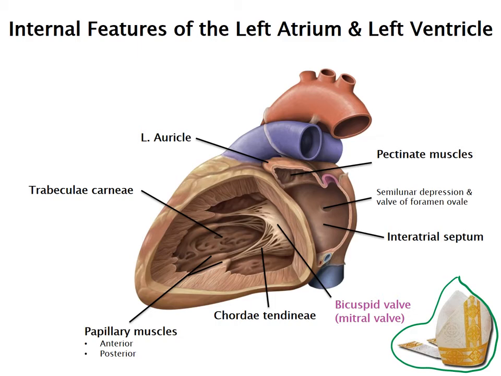The only structure that appears in the left atrium, which does not appear in the right atrium, is the semilunar depression and valve of the foramen ovale. Everything else is the same. This particular valve allowed for the one-way flow of blood in fetal life from the right atrium to the left atrium. Again, the purpose of the foramen ovale was to bypass the lungs.